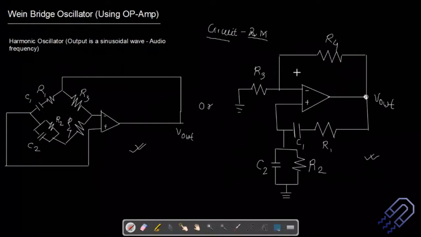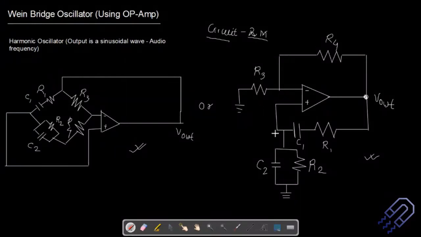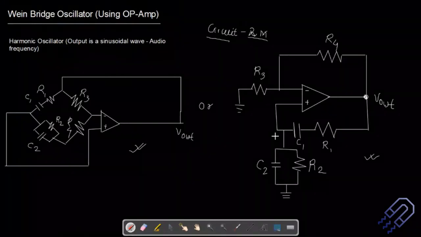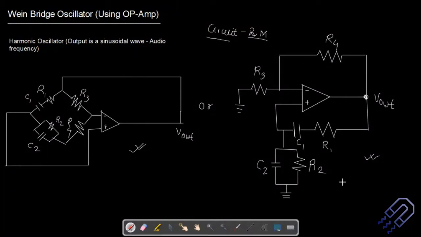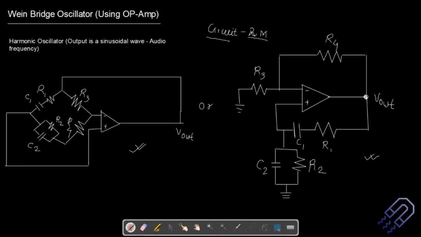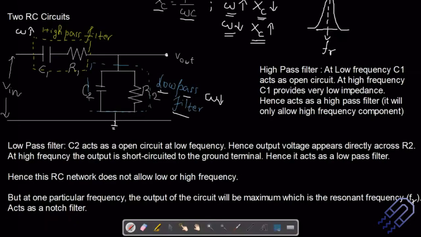It's better to have a modified circuit which can be analyzed more easily. In the modified circuit, we are more interested in knowing the RC circuit in series and parallel, because that will actually govern the behavior of this particular circuit. If we just consider this RC circuit, one is a high pass filter and the other one is a low pass filter, something which I have already explained to you.